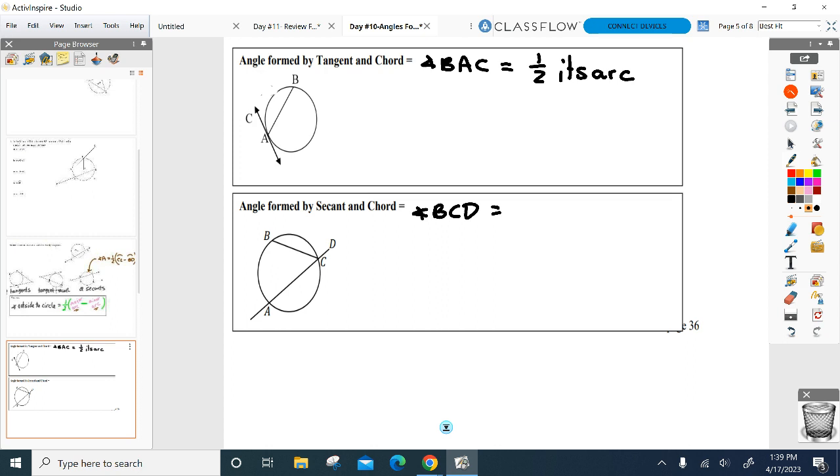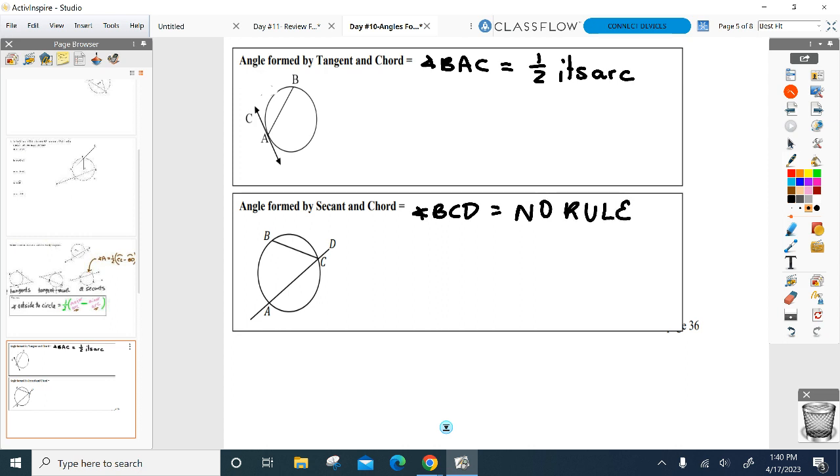BC is still a chord. What's DCA? Secant. I don't take half an arc. I don't take half the arc if it's a tweener angle with a secant and a chord. I got bad news for you. The rule? I got none for you. There is no rule.